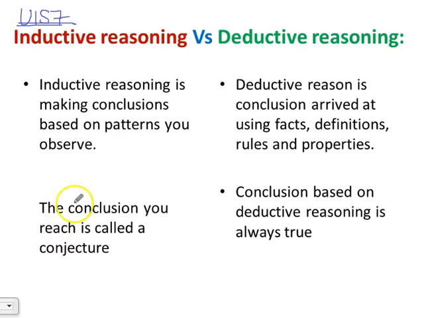The conclusion you would reach is called your conjecture, whereas deductive reasoning is a conclusion arrived at from looking at facts, definitions, rules, and properties. The conclusion from deductive reasoning is always true, whereas it might not always be true with inductive.